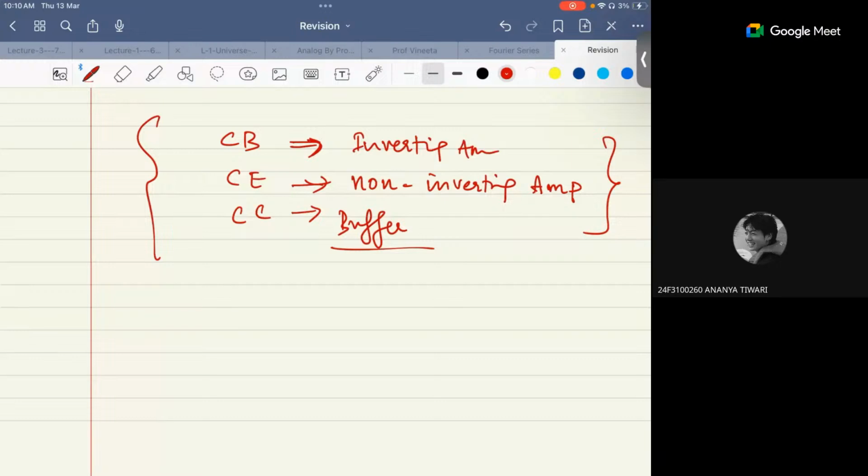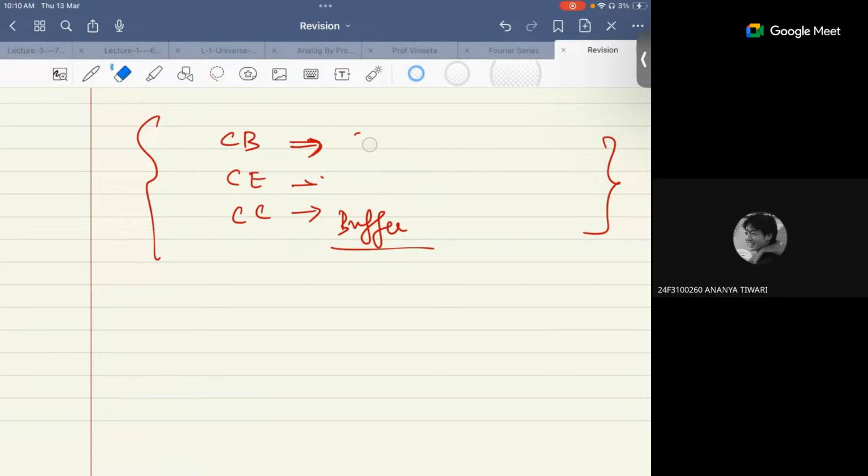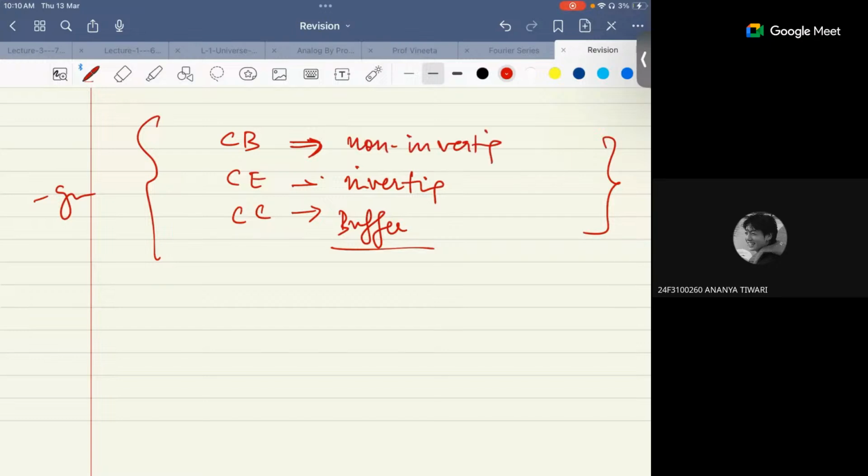I hope I have not written it incorrectly. This is inverting, right? Whenever you use common emitter, you directly get minus gm times RC, so this is inverting. This is non-inverting. So you can just check it. Do not get confused in the exam, as I got.